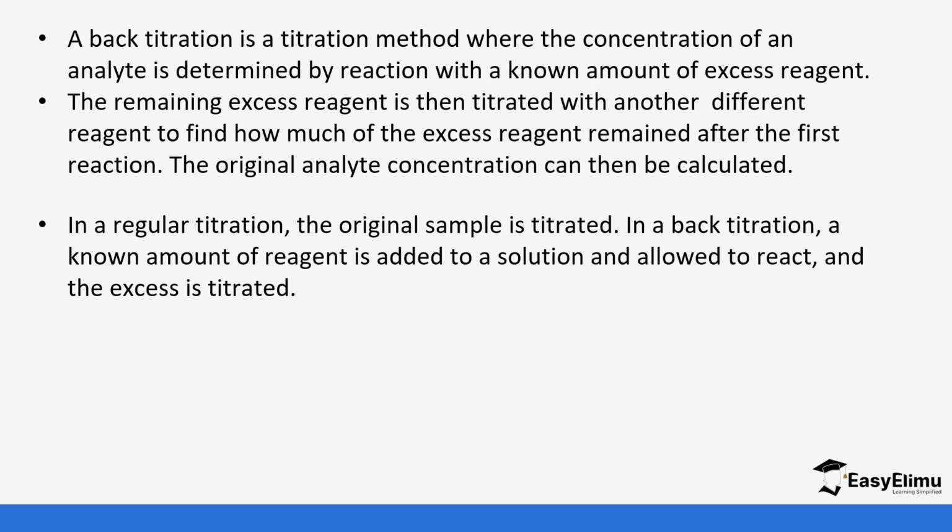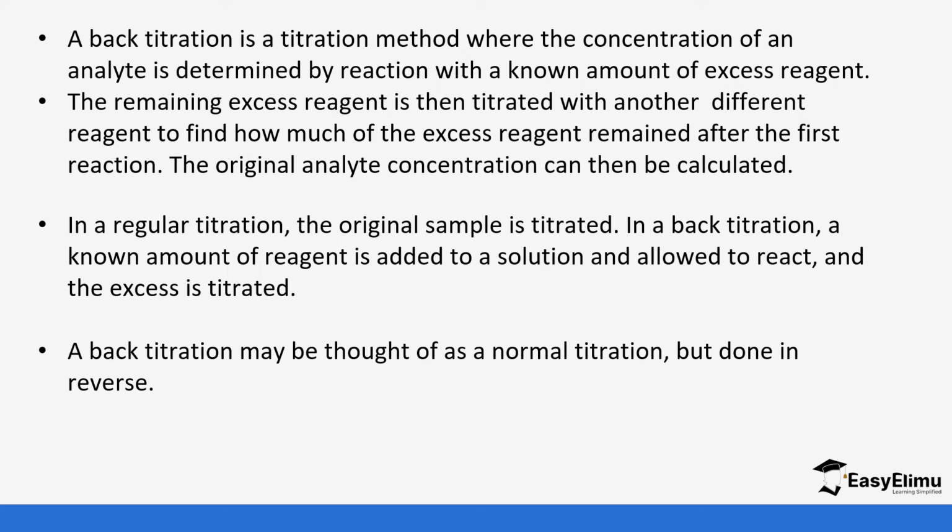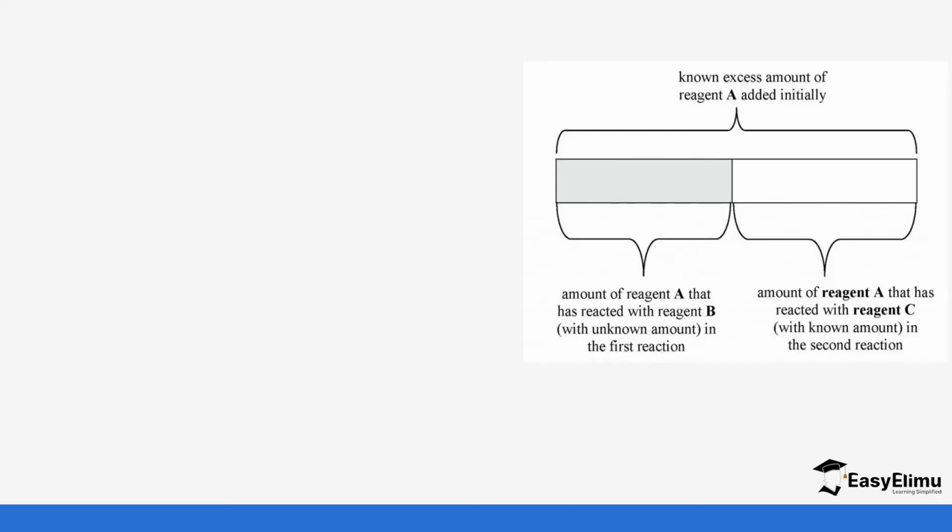In a regular titration, the original sample is titrated. In a back titration, a known amount of reagent is added to a solution, then allowed to react, and the excess is titrated. Back titration may be thought of as a normal titration, but done in reverse, so it is also referred to as indirect titration.